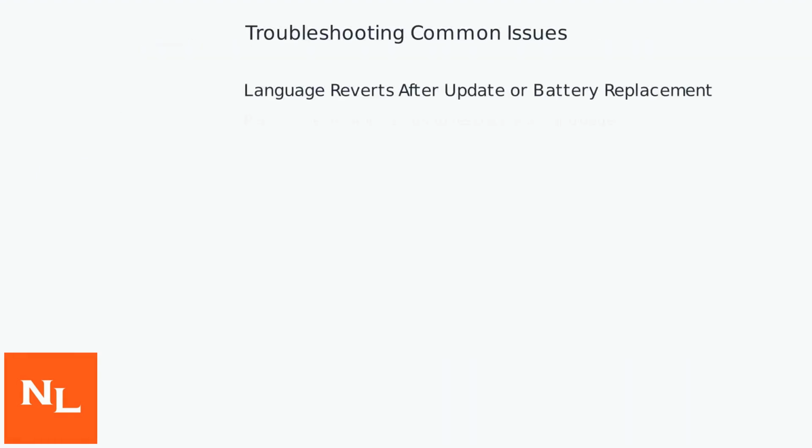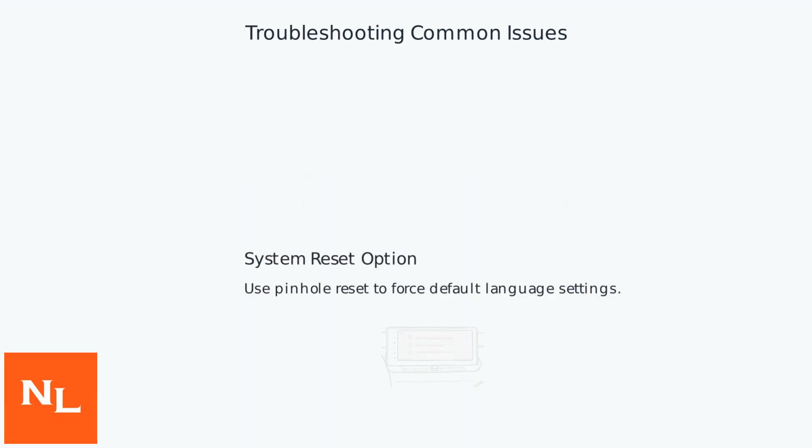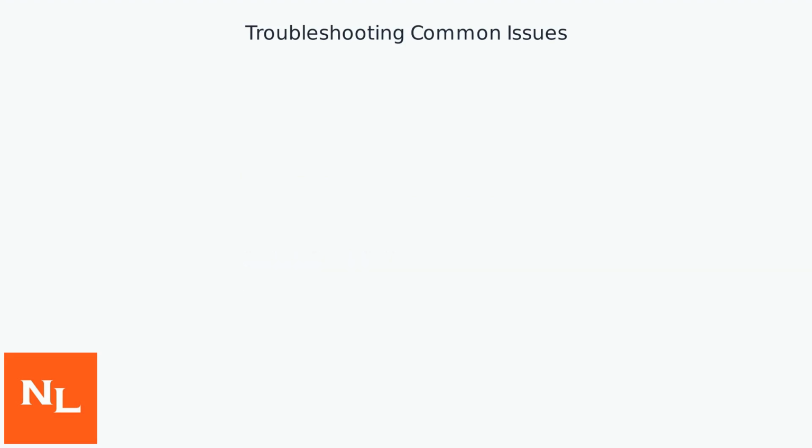Sometimes the language might revert after a software update or battery replacement. If this happens, repeat the steps above. If the desired language isn't available, consider updating your Nissan Connect software via USB, Wi-Fi, or at your Nissan dealership. A system reset via the pinhole reset can also force default language settings.